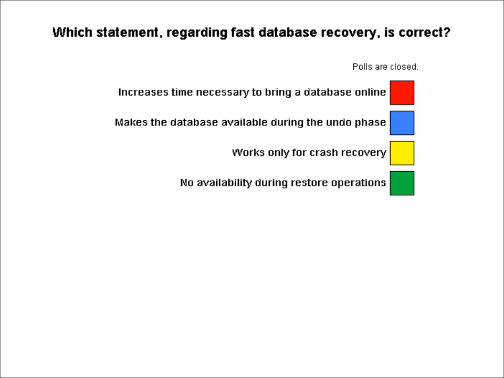About 70% of you came in right on target with number 2, the blue one. Again, the answer is it makes the database available during the undo phase. Fast recovery makes the database available during the undo phase of the recovery process, with partial availability during the restore operation.